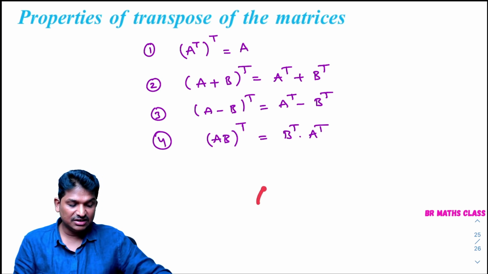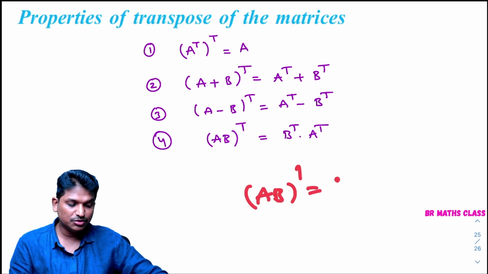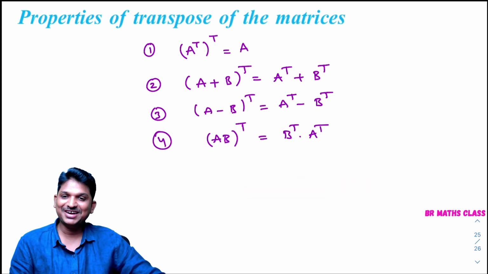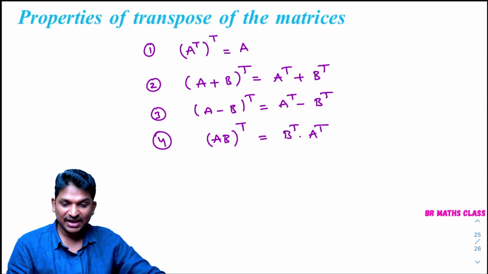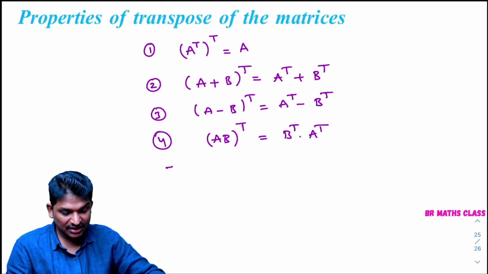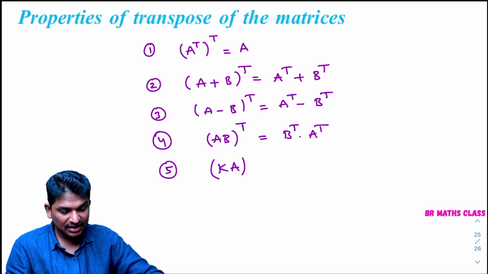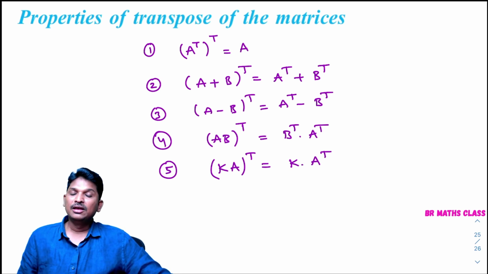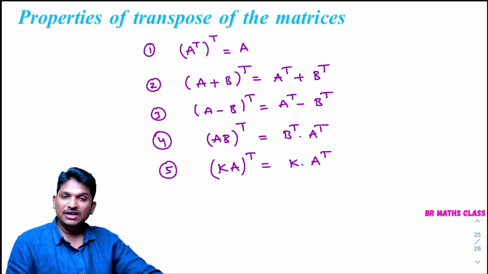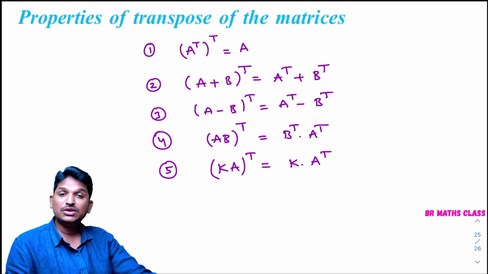In other words, AB whole transpose equal to B transpose into A transpose, right? Okay. And last property, fifth property, KA. You know K is scalar, A is any matrix. KA whole transpose can be written as K into A transpose. So these things we can easily verify with an example. These are the properties you need to memorize.